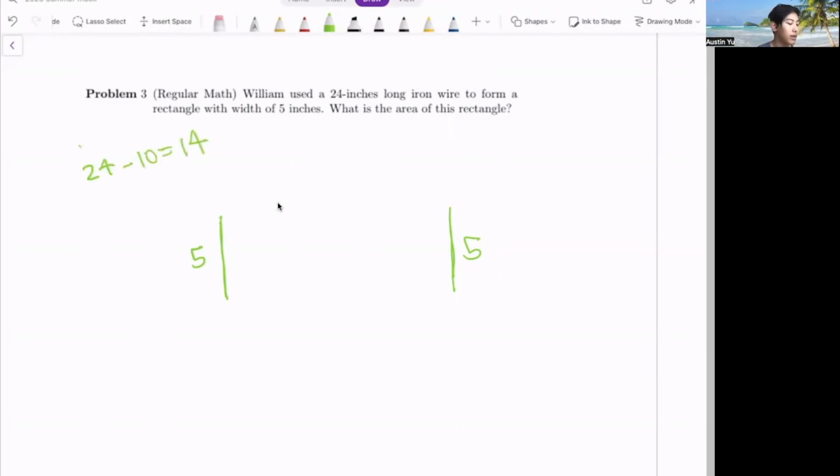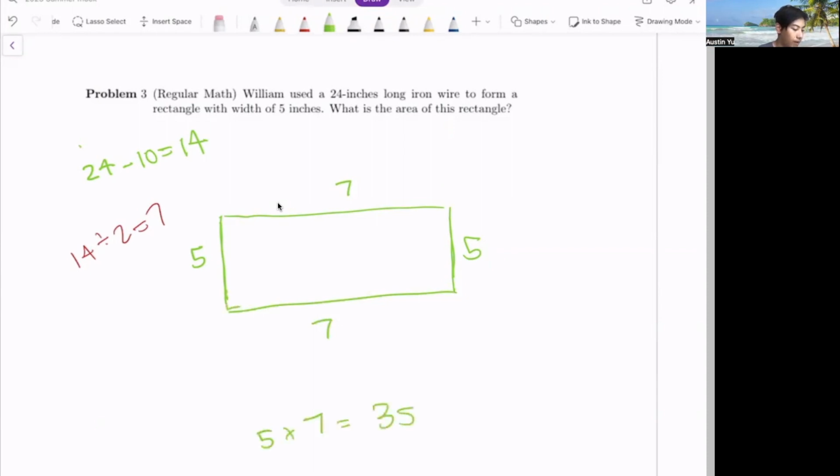And we still need to find the length. So the length being equal on both sides as well, 14 divided by 2 equals 7. We get that the length is 7. So the area of this rectangle would just be 5 times 7 equals 35 inches squared.